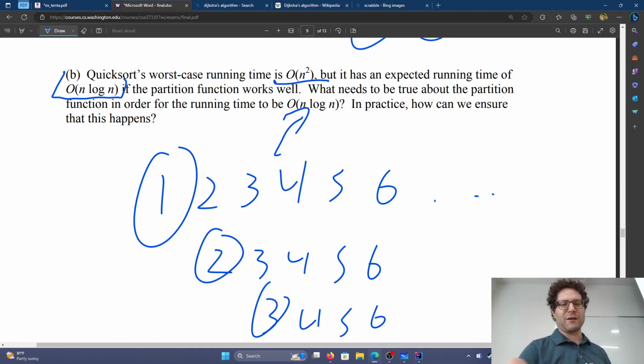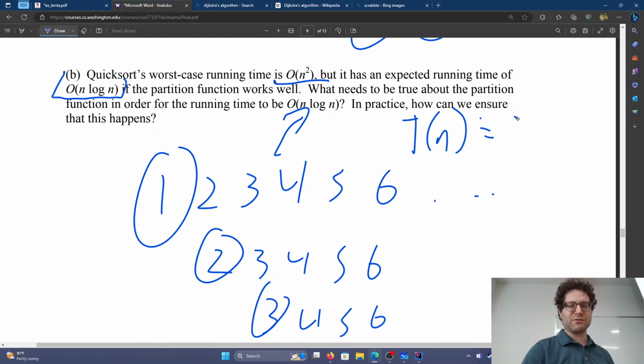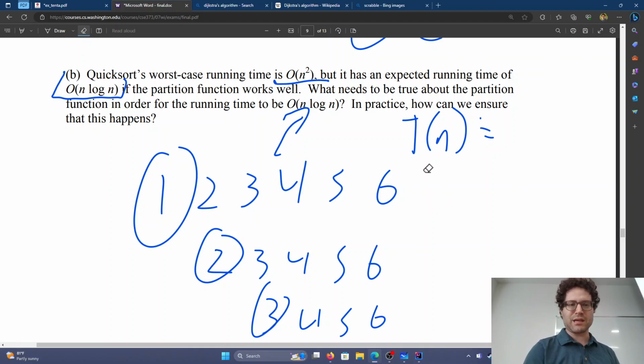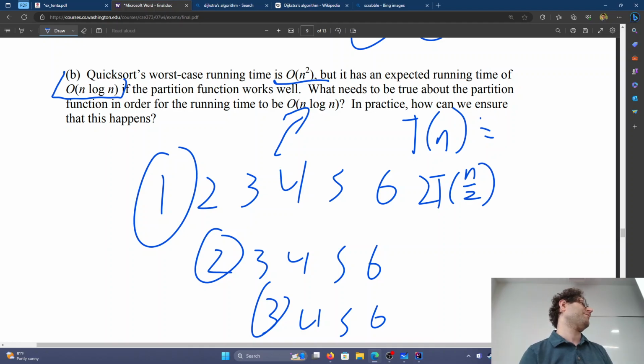So rather than our runtime looking like this, T of n equals 2T of n over 2, so rather than being two problems of size n over 2, plus n time over here for each layer, right?